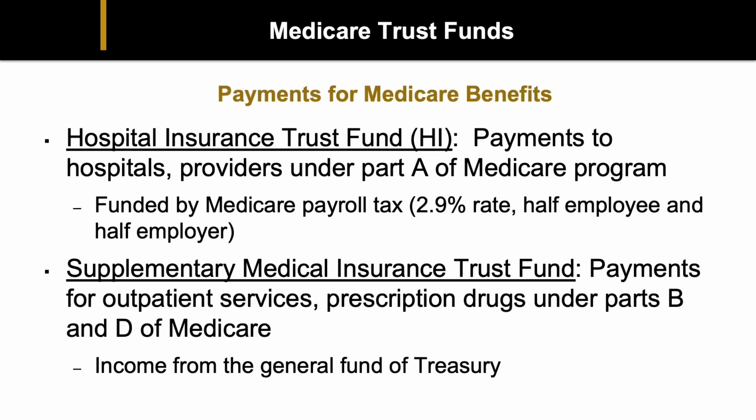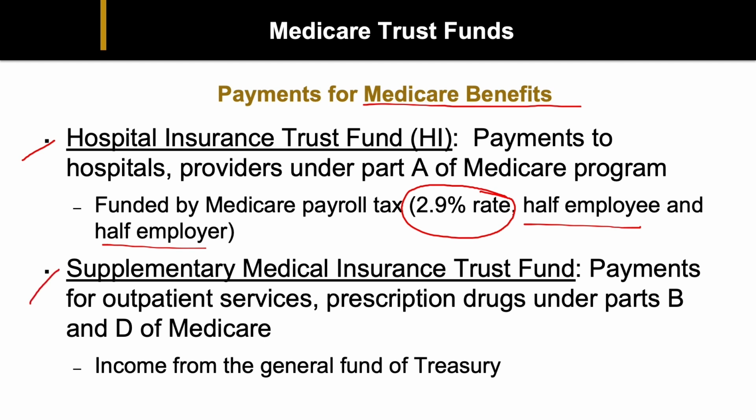And then there are the Medicare trust funds. There are two of those. These trust funds are designed to pay for Medicare benefits. There's the fund for Part A Medicare, which is the Hospital Insurance Trust Fund, which makes payments to hospitals and providers under Part A of the Medicare program. And this is funded by the Medicare payroll tax. It's about a 2.9% tax on earnings. Half of it comes from employees, half from employers. So if you look carefully in your paycheck, you'll see about 1.5% Medicare payroll tax on there.